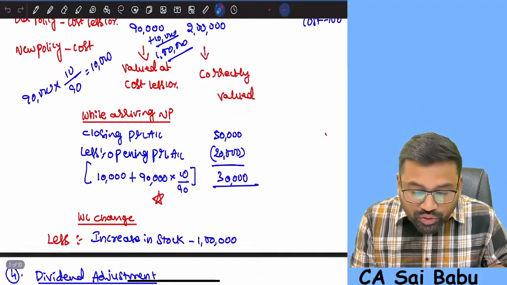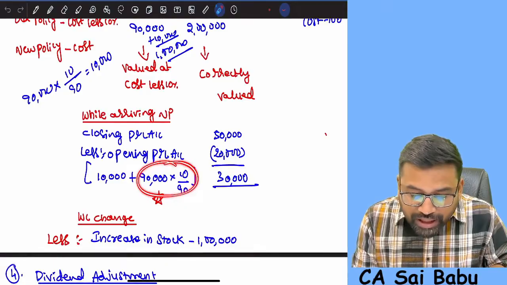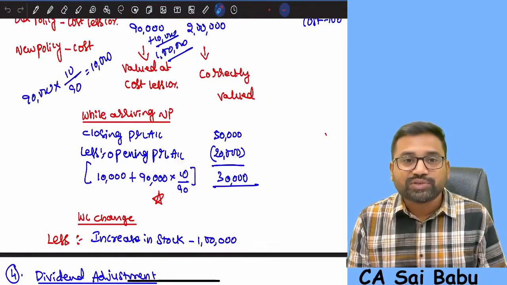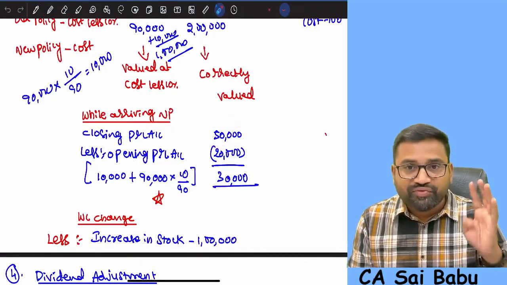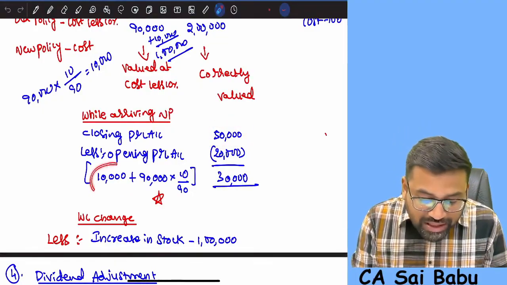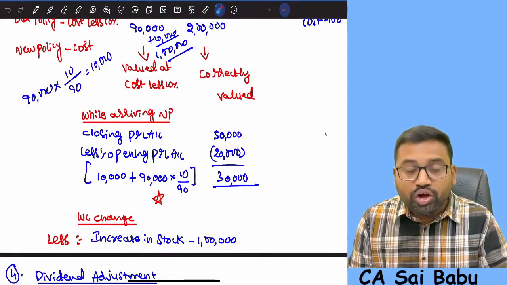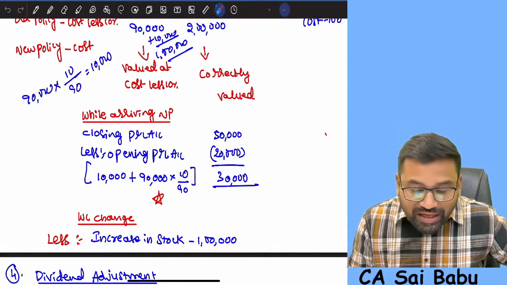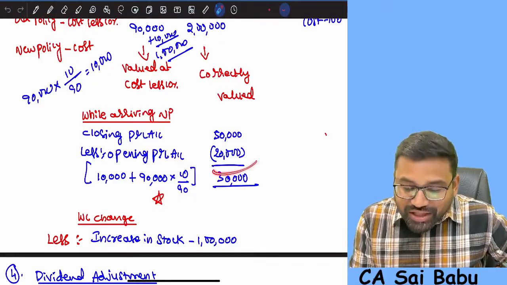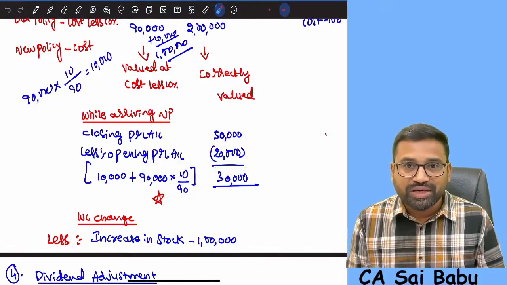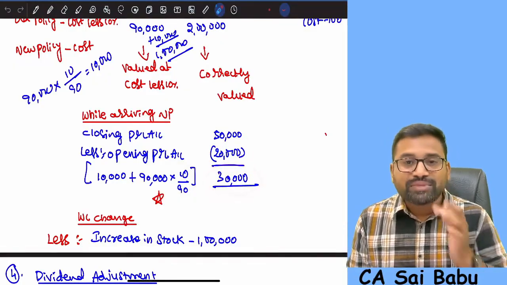So therefore, to the opening P&L balance, you add this 10,000. Suppose in the question, they have given a closing P&L balance of 50,000. Opening P&L balance originally given 10,000. But stock was wrongly valued. If I make a correct valuation, my opening P&L would be 20,000. So that is what I need to do. So important adjustment. So then it will become 30,000.